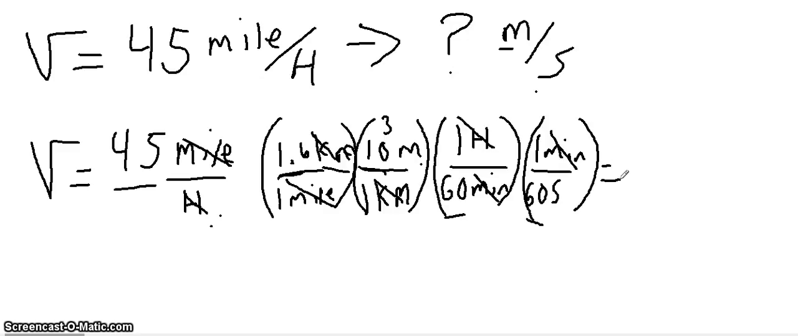And the value that I get is 20. And the only units that are left are meters per second. So 20 meters per second. What I mean by the only units that are left, of course, are the ones that haven't canceled. So we've just converted 45 miles per hour to, of course, 20 meters per second.